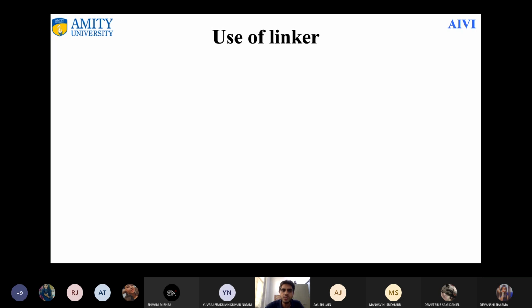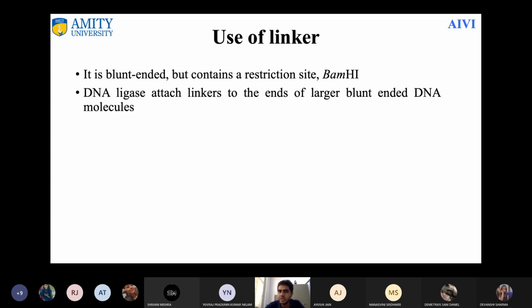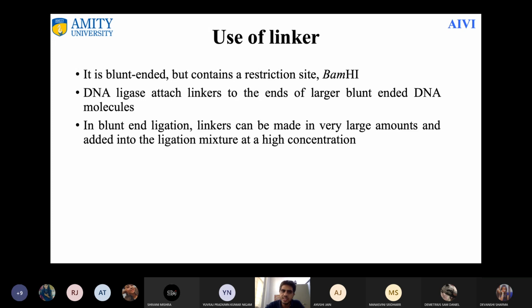So how does it work, how are you going to use it? It is a blunt-end one, as I mentioned, that is a feature of it, and it contains a restriction site. Any enzyme of interest that you need, you can use that one, for example BamH1. DNA ligase attaches linkers to the ends of the blunt-ended DNA. So the same thing you have to do, you have to ligate it utilizing DNA ligase. A blunt-end linker can be made in large amounts, as I mentioned. When you are adding a large amount of it, in the end you are going to get efficient ligation.